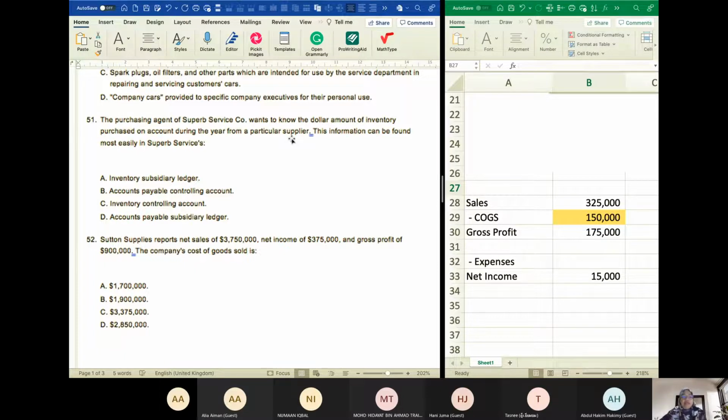B, accounts payable control account. C, inventory control account. And D, accounts payable subsidiary ledger. So if you want to cancel out first, which one do you want to cancel? Definitely C is the answer to cancel. Okay, what about A?